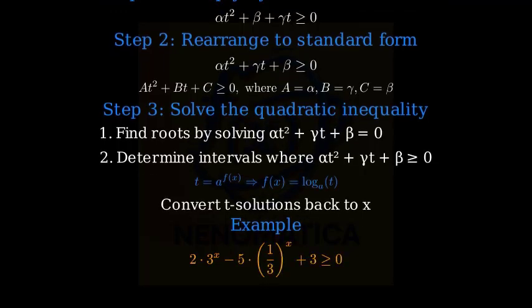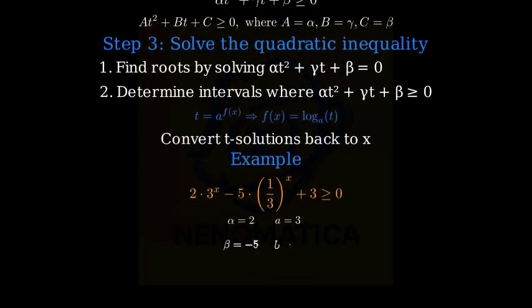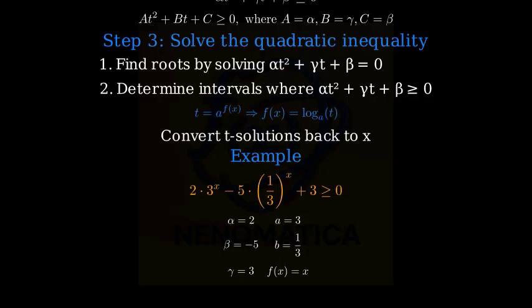Consider the inequality 2 times 3 to the x minus 5 times 1 over 3 to the x plus 3 is greater than or equal to 0. Here, alpha is 2, a is 3, beta is negative 5, b is 1 over 3, which satisfies a times b equals 1, and gamma is 3. The function f of x is simply x. Let's apply our substitution technique.